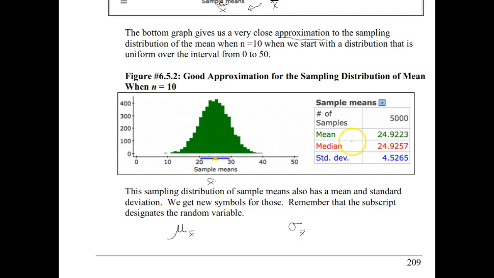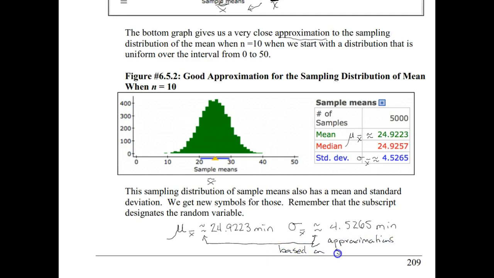Now looking at the numbers that we have here. 24.9223 is the mean of this distribution that is graphed here, which is an approximation for the true mean if we had just kept clicking the button and taking thousands and thousands more samples. So we're going to say the mean of the distribution of all the X bar values is roughly 24.9223 minutes. That's our approximation based on these 5,000 samples. And the standard deviation of that distribution of all those X bar values is 4.5265. That's also in minutes. Again, these are approximations, so let's put that underneath it here, which is why we use those symbols. These are the approximations based on 5,000 samples.